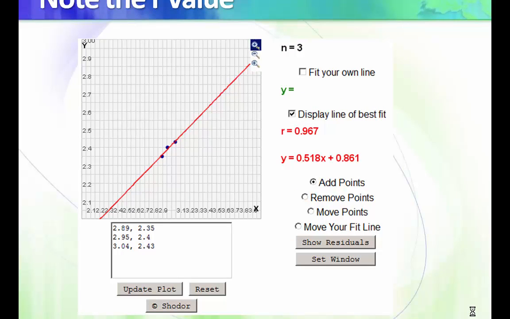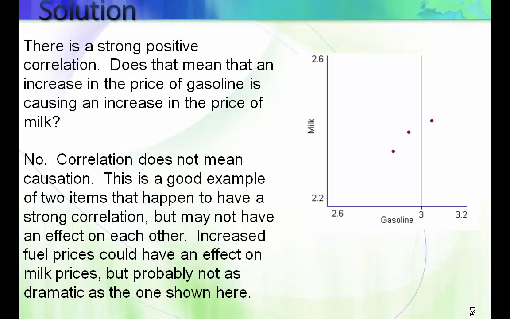If we calculate the R value for this data, we see it's very strong at 0.967. So there is a correlation between gasoline price and milk price. Does this mean that the increase in the price of gasoline is causing an increase in the price of milk? No, correlation does not mean causation.